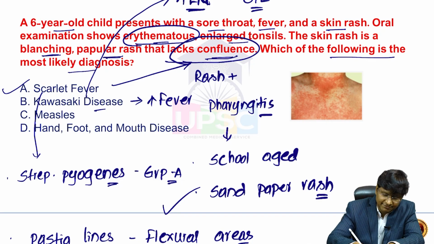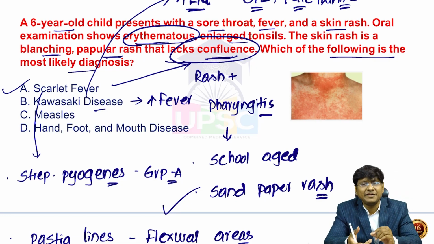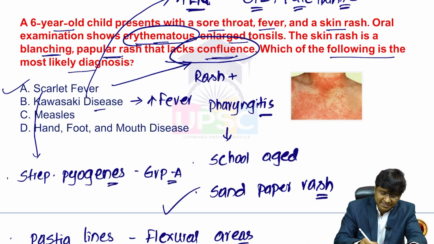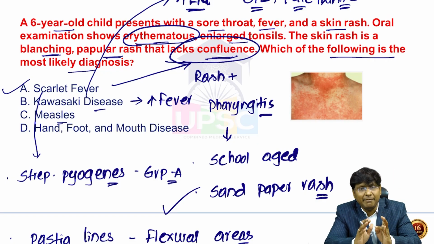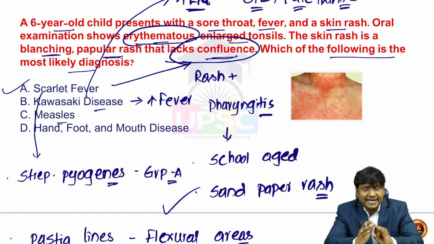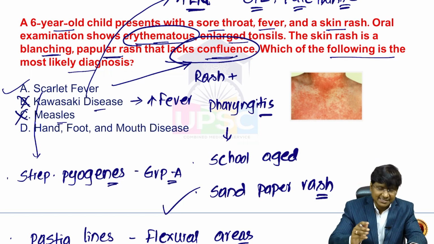And in case of Kawasaki, the color of the strawberry tongue will be pale, right? Or white strawberry tongue. Whereas in scarlet fever, it is red strawberry tongue, right? So that is about Kawasaki. Whereas if you take measles, they present with a characteristic maculopapular rash that typically starts on the face and then spreads to the rest of the body. And a sore throat and enlarged tonsils can also be present, but the sandpaper like rash which is described in this scenario is not observed in case of measles. So that is the reason why measles is ruled out.